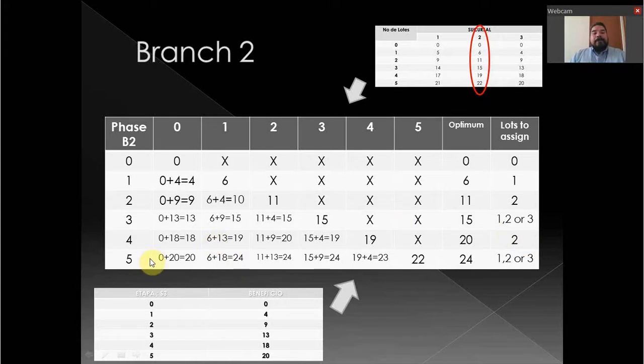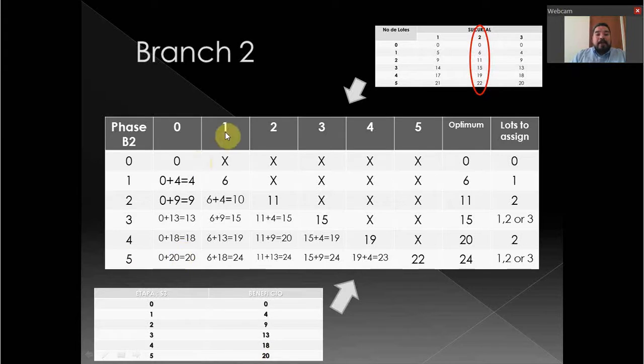And the final analysis for branch number 2 is when I have 5 lots left. This would mean that I didn't assign any lot to branch number 1. So I have 5 lots left. I decide not to assign any lot to branch number 2, so I have the 5 lots left to branch number 3, and the maximum benefit for having 5 lots at branch number 3 is 20,000 pesos.